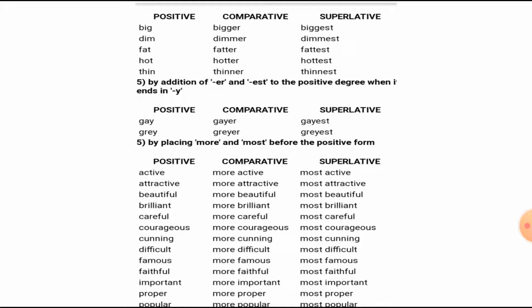By placing more and most before the positive form. Active, more active, most active. Attractive, more attractive, most attractive. Beautiful, more beautiful, most beautiful. Brilliant, more brilliant, most brilliant. Careful, more careful, most careful. Courageous, more courageous, most courageous. Cunning, more cunning, most cunning.